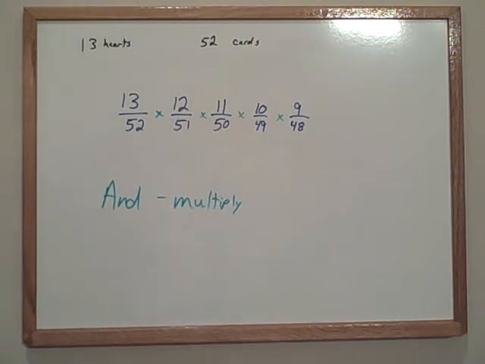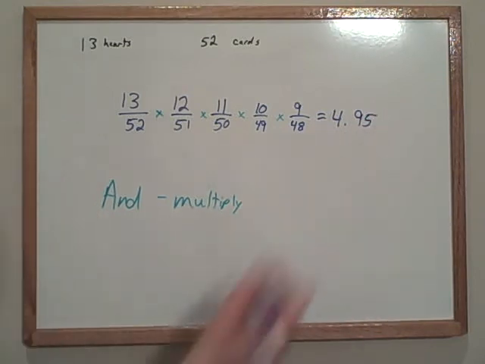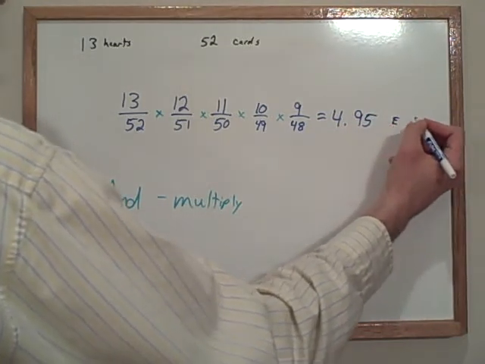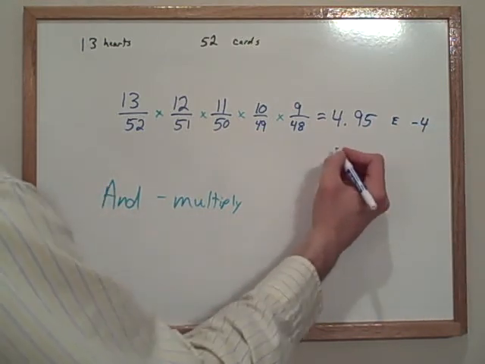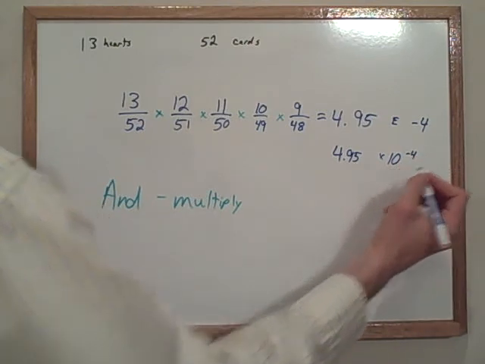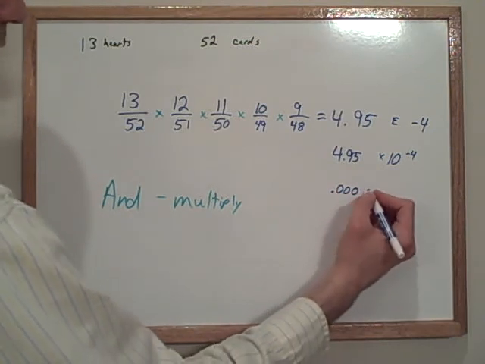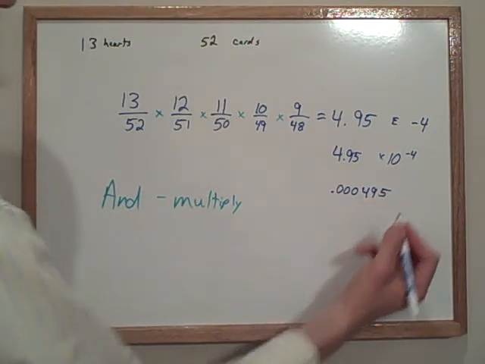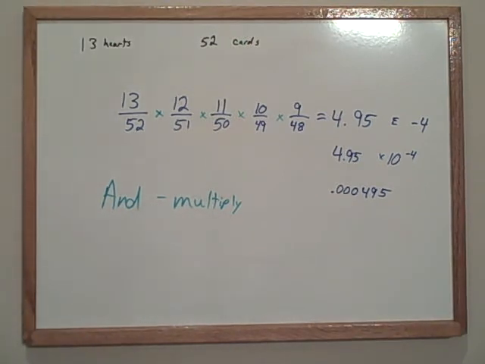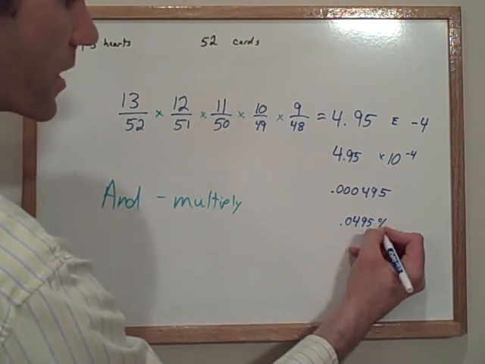Okay, here's my answer, and it looks kind of ridiculous, but it is 4.95. I'm going to write it exactly the way it is in the calculator. Funny looking capital E and then negative 4. What that really means is this. This is 4.95 times 10 to the negative 4. If we move the decimal over the appropriate number of places, this is 0.000495. That is a really slim chance you're going to get a 5-card hand of all hearts. That is a 0.0495% chance.